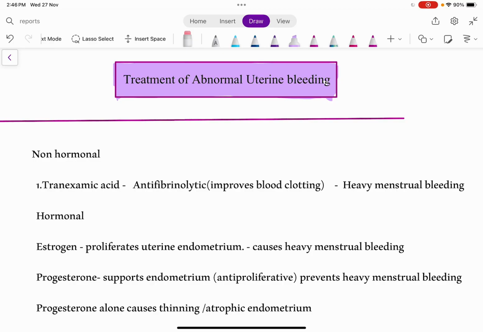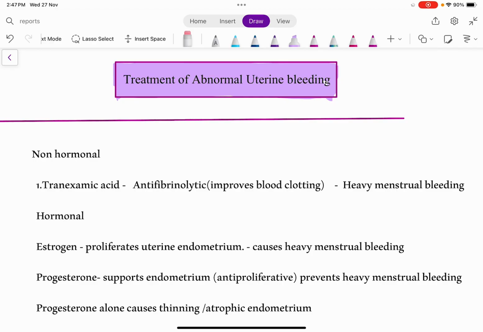The treatment of endometrial hyperplasia with atypia and without atypia will be discussed in the subsequent module. Before discussing the reports of endometrial biopsy, I thought it would be better if I teach you the treatment of abnormal uterine bleeding, so that subsequently it will be easier to understand the approach and treatment of endometrial hyperplasia. In this module, our whole approach is towards the treatment of abnormal uterine bleeding.